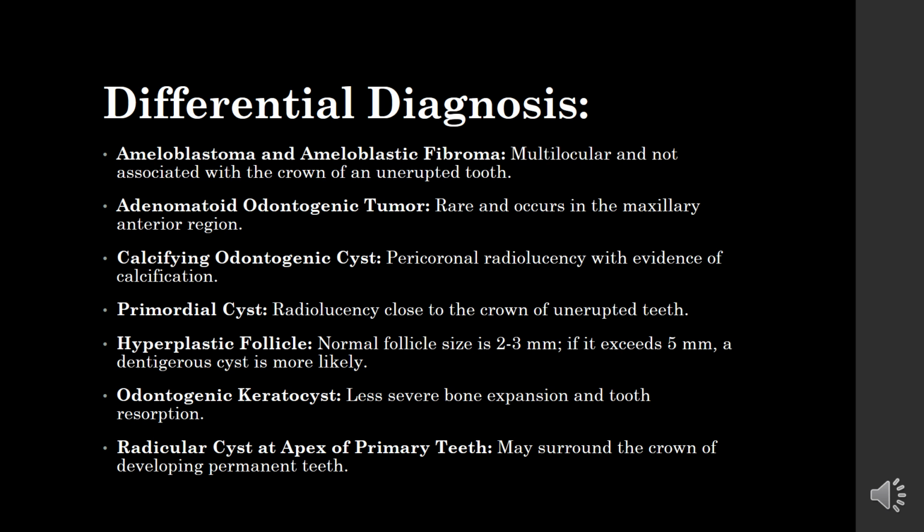Hyperplastic follicle. Normal follicle size is 2 to 3 mm. If it exceeds 5 mm, then a dentigerous cyst is more likely. And OKC. It shows less severe bone expansion and tooth resorption. And the last one is radicular cyst at apex of primary teeth. It may surround the crown of developing permanent teeth.